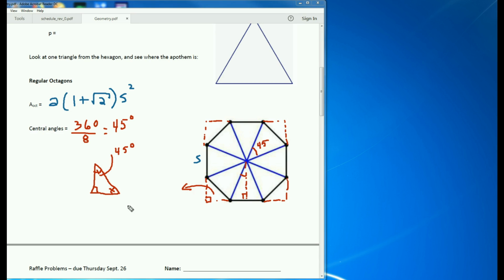And we know for a 45, 45, 90 triangle that the ratio of the sides is going to be 1, 1, square root of 2. So that is something that can help with potentially octagon problems. Okay, I'm going to erase this and scooch on to the next page.